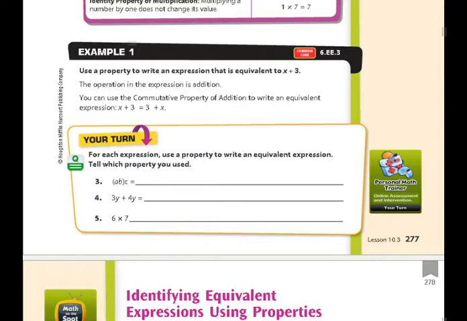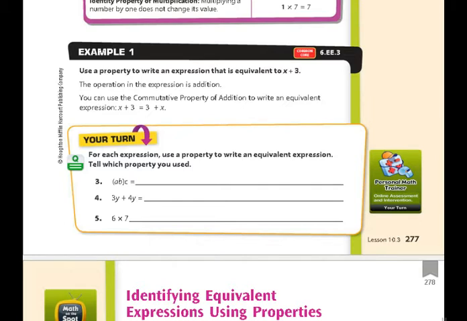So for example 1, use a property to write an expression that is equivalent to x plus 3. So the operation in the expression is addition. You can use the commutative property of addition to write an equivalent expression. So x plus 3, you can use the commutative property and change it to 3 plus x, and then you just write commutative property of addition next to it.